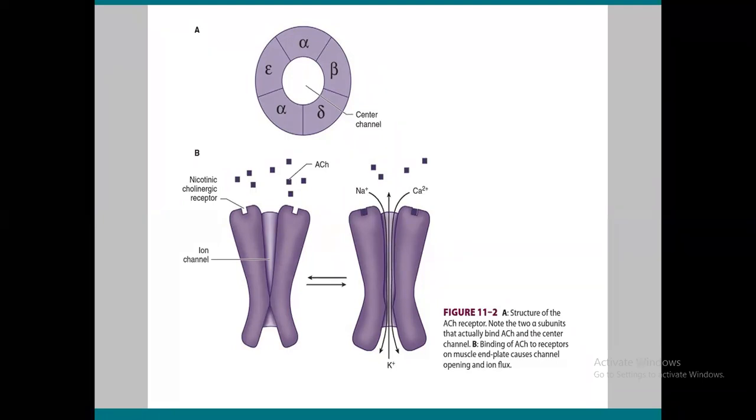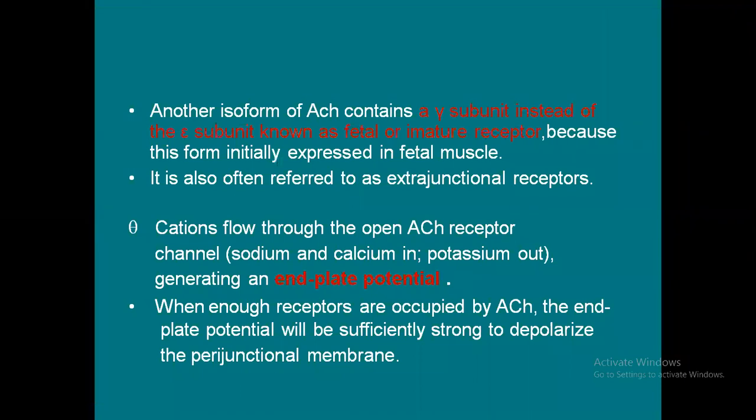Binding of acetylcholine to the receptors of the muscle end plate causes channel opening and ion flux. As you see clearly, sodium and calcium are going in. The positively charged ion is known as a cation, and the negatively charged ions, like chloride and bicarbonate, are known as anions. So now you are seeing the cations sodium and calcium going inside, and the cation potassium going out, to cause the action potential. So far, so good.